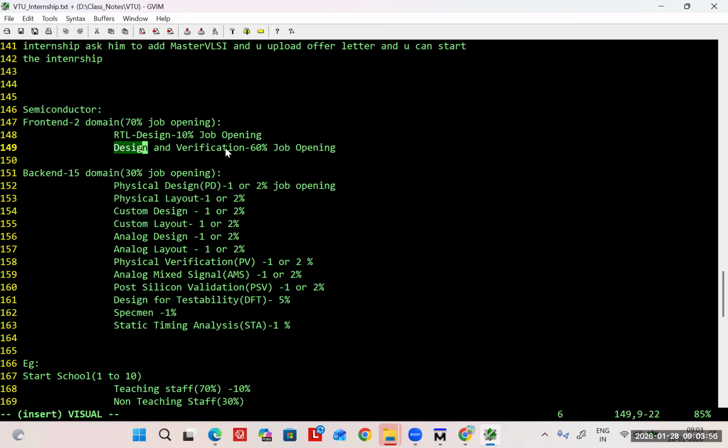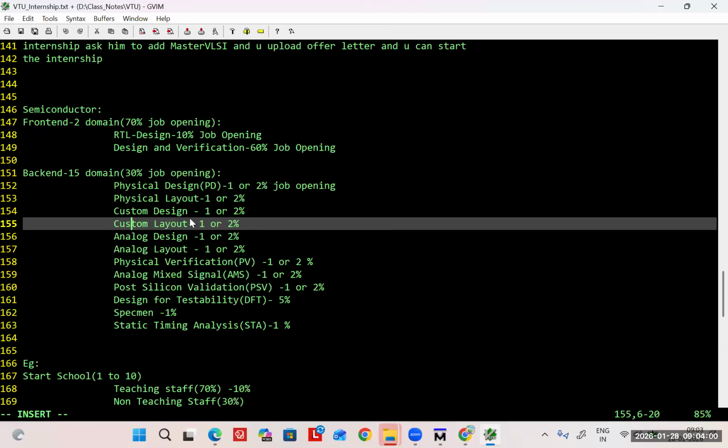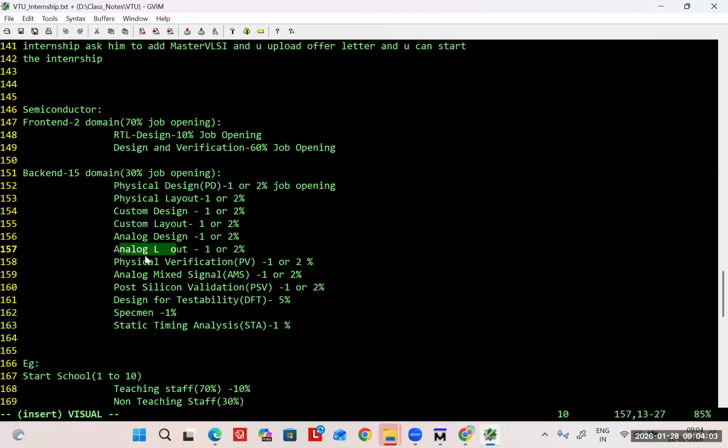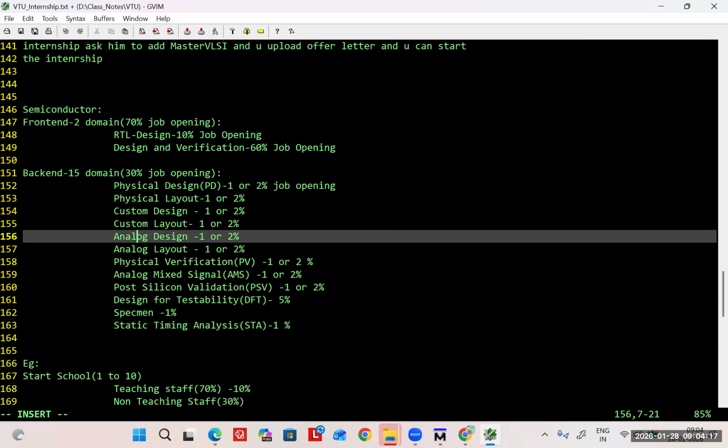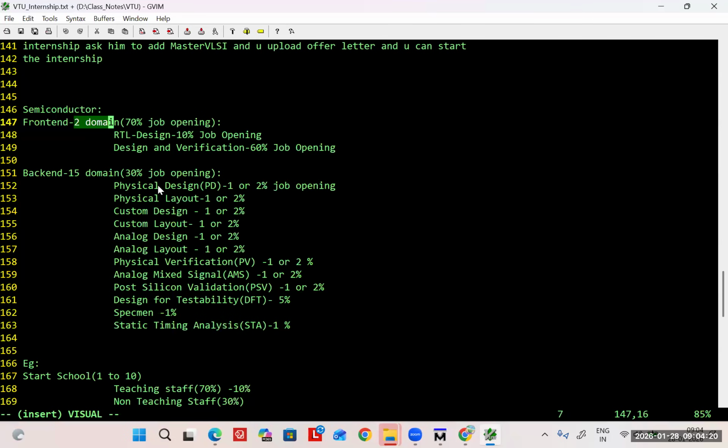RTL design and verification. Here, physical design, physical layout, custom design, custom layout, analog design, analog layout, post-silicon validation, physical verification, analog mixed signal, design for testability, DFT, Specman, STA engineer. Like this, there are almost 15 domains. If you come here, only two domains are there.